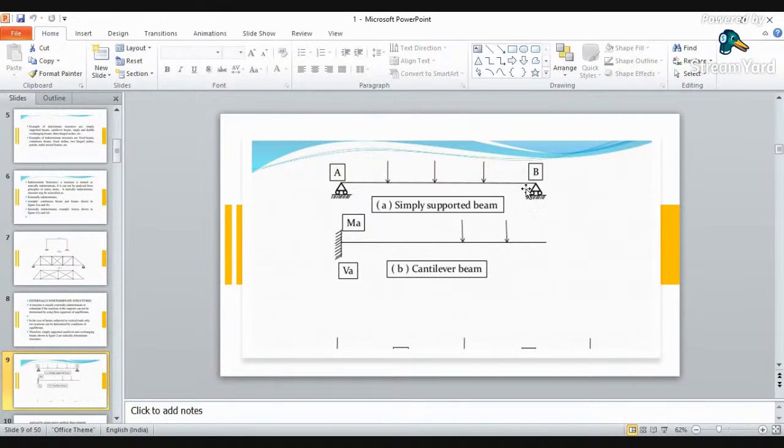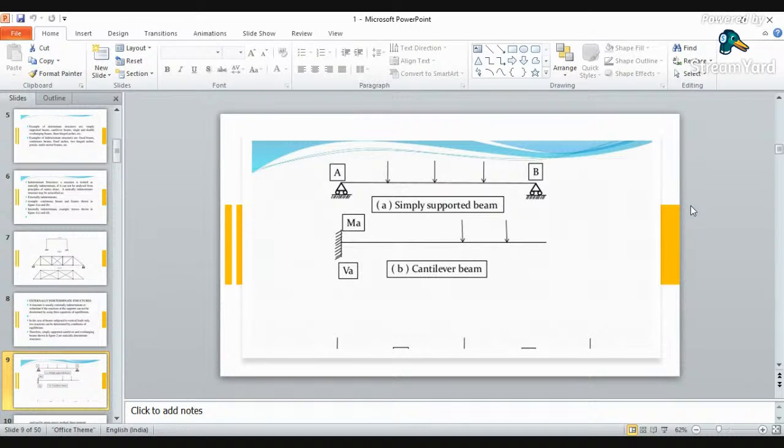See here, in this simply supported beam, just before we had taken one example. Here, your two reactions at A and B will be your two vertical reactions, is it? And your equilibrium equations are summation of Fx equals 0, summation of Fy equals 0, and summation of moment equals 0. Here we have two unknowns and three equilibrium equations. It means you can solve this simply supported beam by means of equilibrium conditions only, hence it is a determinate structure.